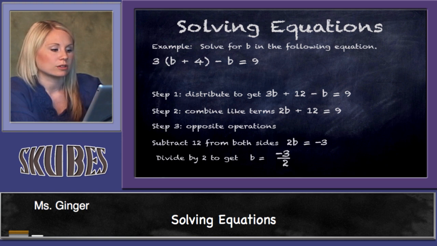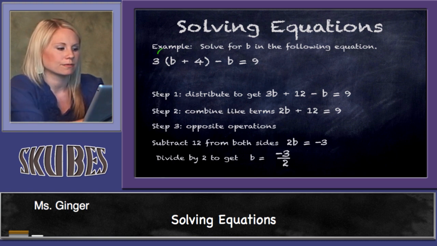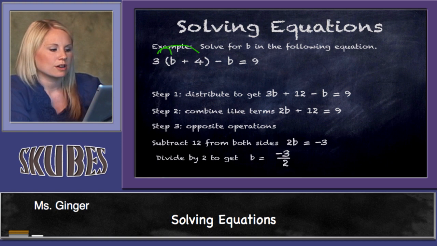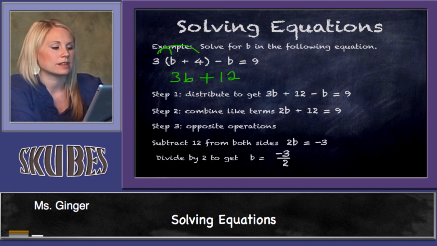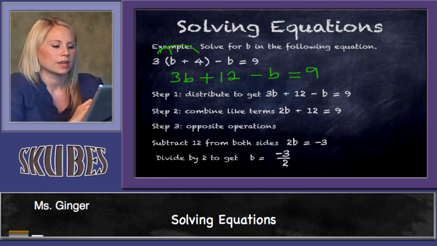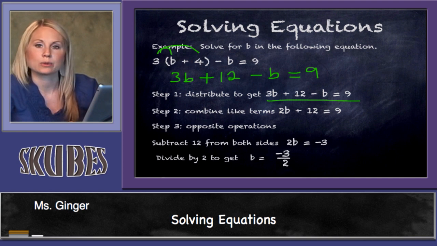So let's take a look at this second example. Remember we talked about looking for things to distribute or combining like terms. Well, this one does have some grouping symbols, so we're going to need to distribute this coefficient. So when we carry this 3 over to this group, we are going to have 3b plus 12, because we're multiplying that 3 into that group. We're going to copy everything else down the same. And we're going to arrive at this new statement, 3b plus 12 minus b equals 9.